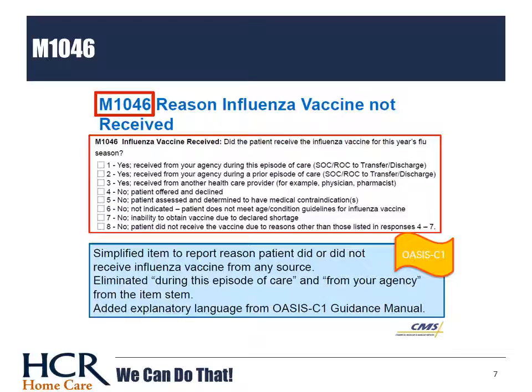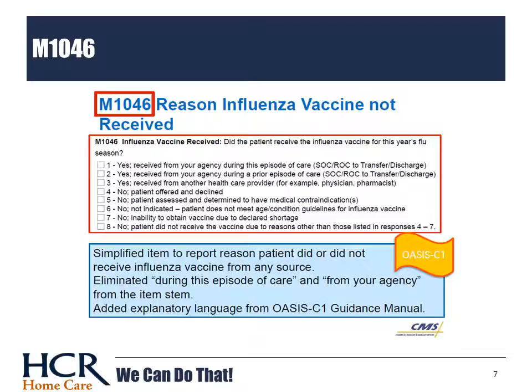It could include flu vaccines received at a health fair, hospital, or any of the like. The options for no are basically the same as they have always been and include option 4, patient offered and declined, option 5, patient assessed and determined to have a medical contraindication or contraindications. Contraindications include a severe allergic reaction after previously receiving the flu vaccine, or a severe reaction to a component of the flu vaccine, including egg protein.